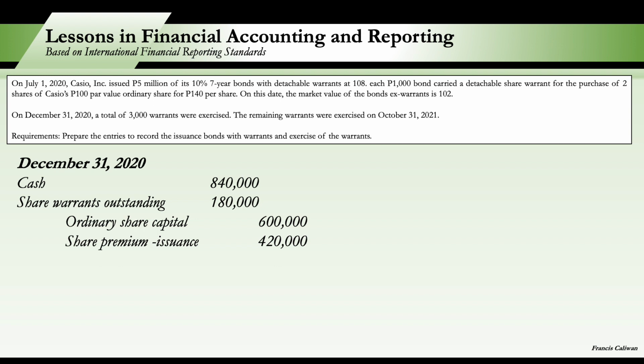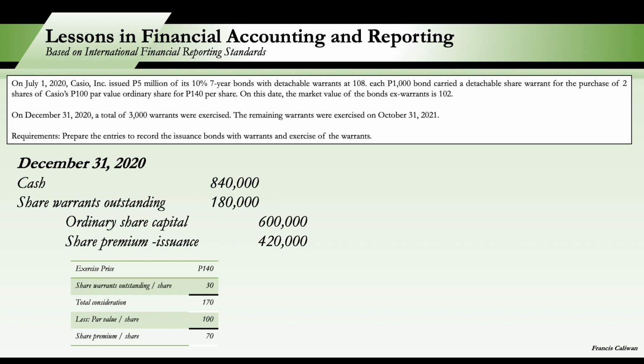We will just compare the total consideration and the par value. So our exercise price of 140 each share plus the value assigned to each share, which is 30 pesos, our total consideration is 170 per share. Next, the par value is 100,000, so our share premium per share is 70 times how many shares were issued? 70 times 6,420. Okay, so that's the shortcut for determining the share premium issuance.